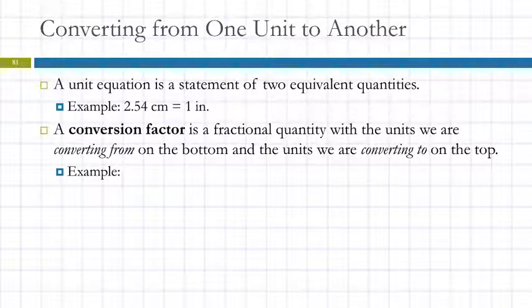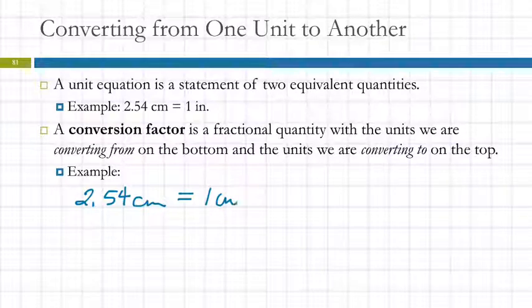We can actually make two conversion factors. Conversion factors are usually written as fractions, and we're going to put the unit that we want to get to on top and the one we want to get rid of on the bottom. I'll demonstrate that more in a future slide, but let's just look at how we come up with these conversion factors. So we are okay with this, right? 2.54 centimeters is equal to 1 inch. Everybody okay with that? So I can turn this into a fraction.